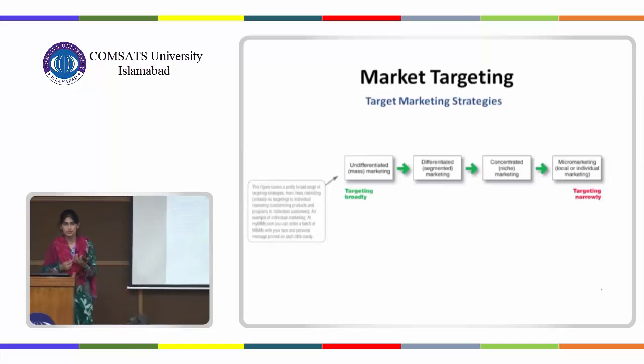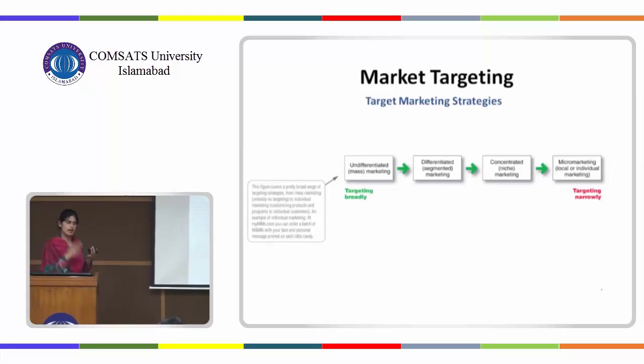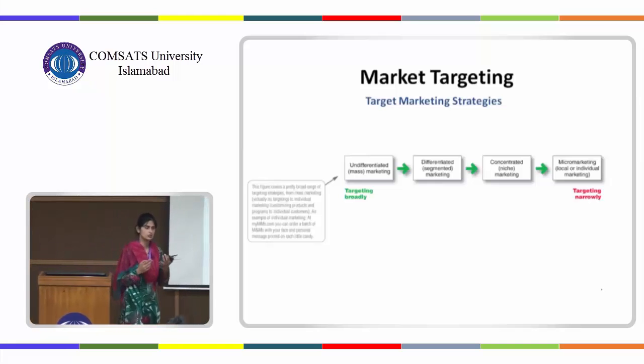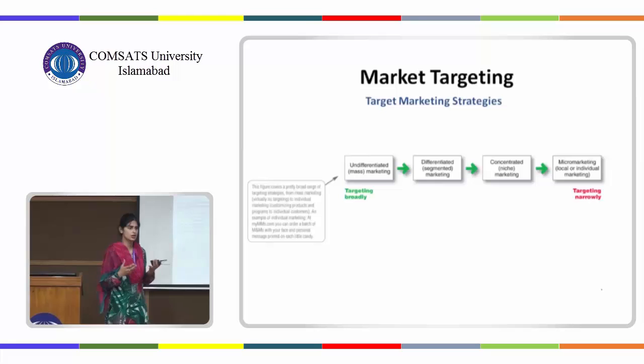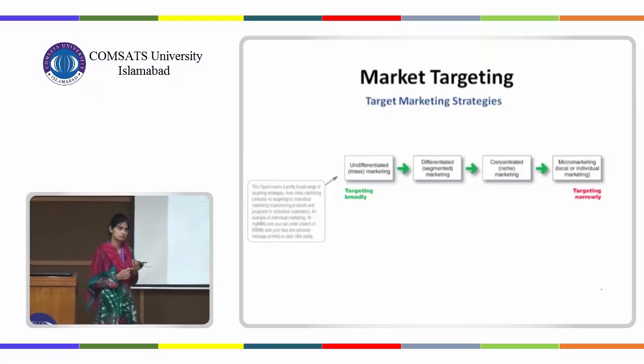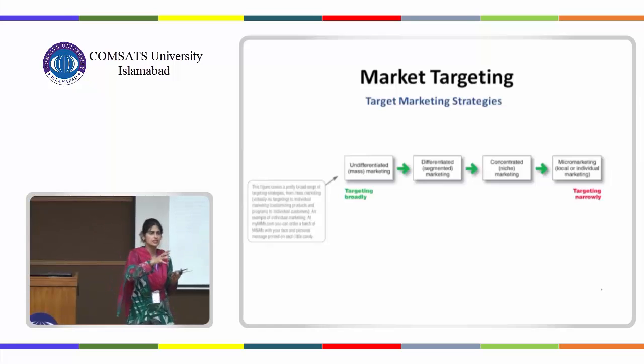Now what happens in undifferentiated marketing? You have mass marketing. You target each and everybody with a uniform product. Whereas in differentiated marketing, you create segments and you tailor the product according to that particular segment. And it costs slightly higher than mass marketing. Then concentrated marketing is niche marketing. What happens in niche marketing? Rather than taking a smaller chunk of a bigger market, you enter into a smaller market and get a bigger chunk in that smaller market.